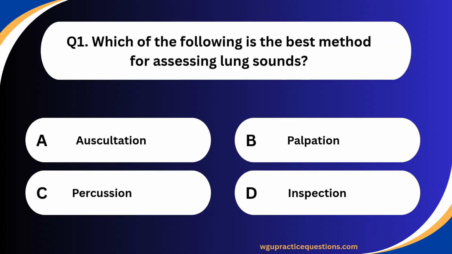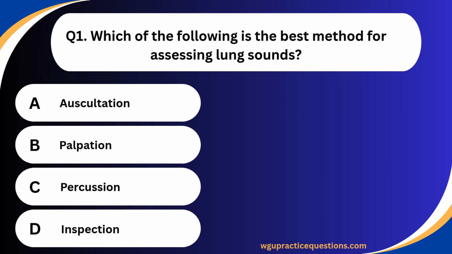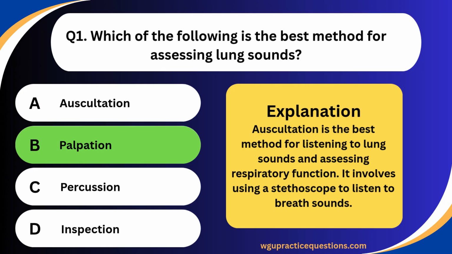Question 1. Which of the following is the best method for assessing lung sounds? A. Auscultation. B. Palpation. C. Percussion. D. Inspection. Which one is the correct answer? The correct answer is A. Auscultation. Explanation. Auscultation is the best method for listening to lung sounds and assessing respiratory function. It involves using a stethoscope to listen to breath sounds.